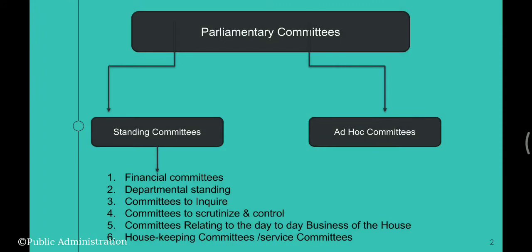In standing committees there are a lot of committees. The first one is financial committees, the second one is departmental standing committees, the third one is committees to inquire, and the fourth one is committees to scrutinize and control. The fifth one is committees relating to the day-to-day business of the house, and the sixth and final one is housekeeping committees or service committees. These all are the committees included in the standing committees. The parliamentary financial committee is also included in the standing committees.